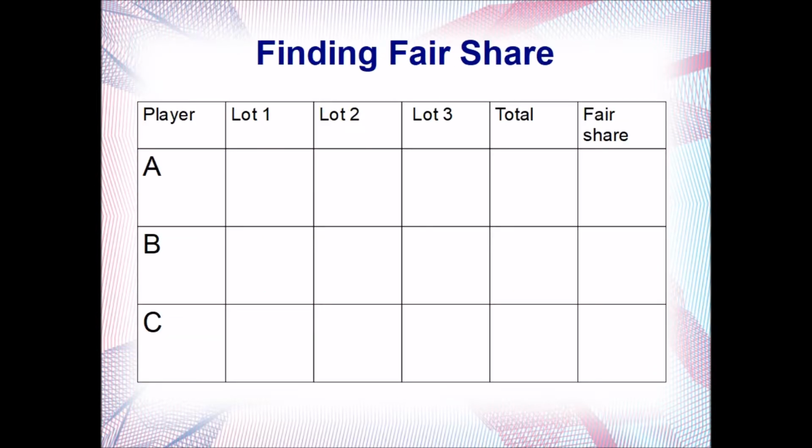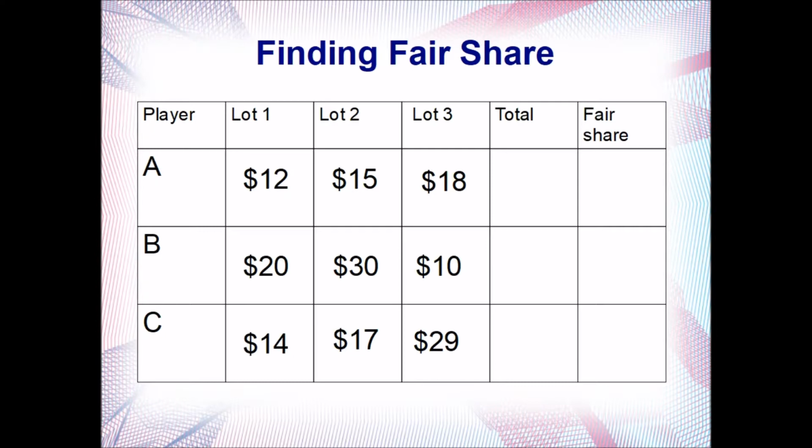So let's have an example here. I have 3 players and 3 lots. The first thing I need to know is how everyone values the 3 lots. Player A thinks lot 1 is worth 12, lot 2 is worth 15, and lot 3 is worth 18. You wouldn't have to find these values. We would ask player A to give us these values, so you're never going to have to figure this part out yourself. So here are the values for player B and the values for player C.